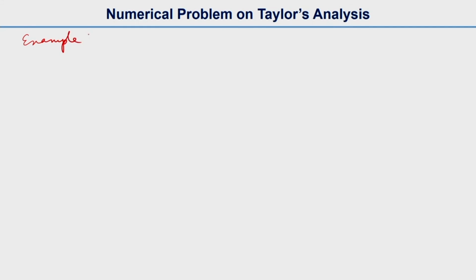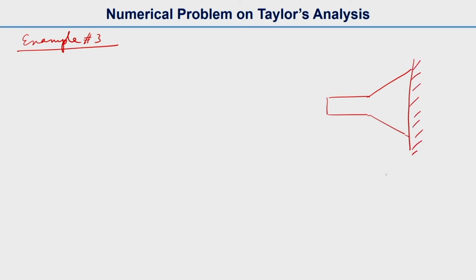We have one more problem on Taylor's analysis. So let's say we have example number 3. This is on Taylor's analysis. As we know, Taylor's analysis assumes a conical shape of this deformed bar. So we have a copper material, and the initial length of the bar when it hits the target was L0.